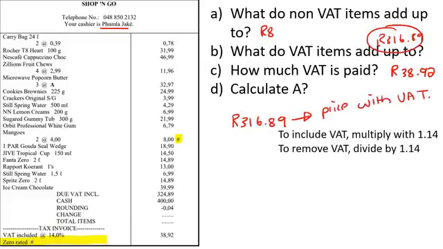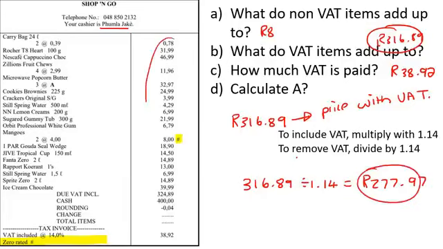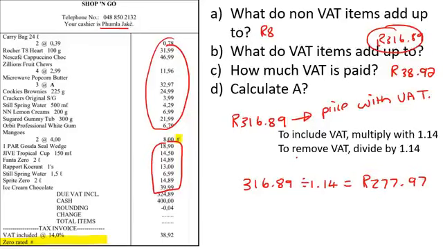So if you want to see the price without VAT, you could remove the VAT by dividing by 1.14. So you could say 316.89 divided by 1.14, and that'll give us 277.97 Rand. So now that is the price of the VAT items without VAT, and so that's the price of all of these ones and these ones without VAT would be 277 Rand and 97.